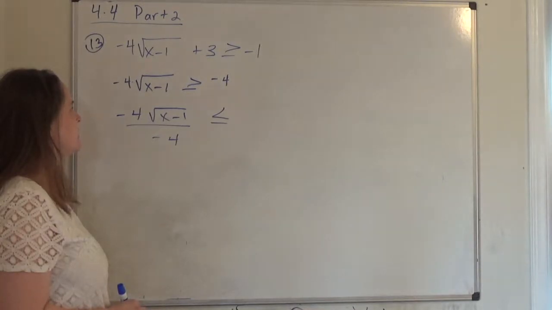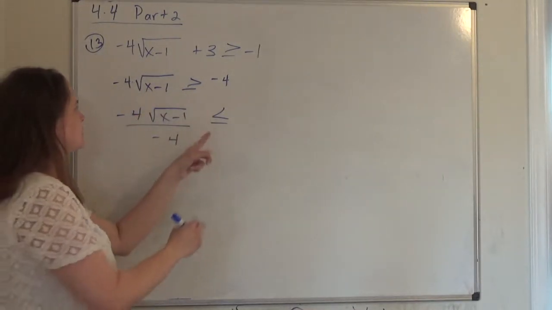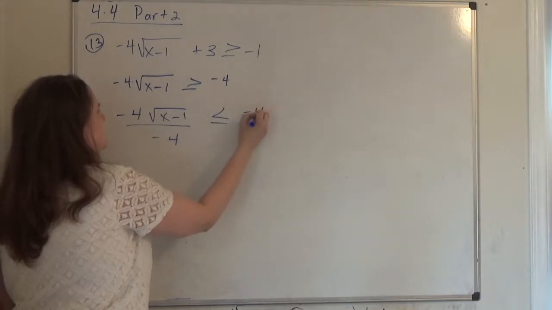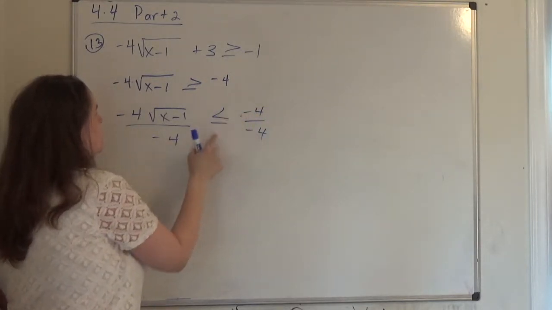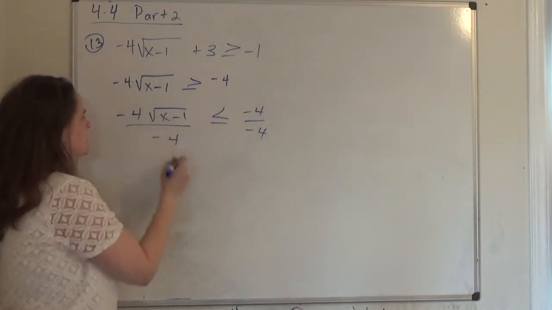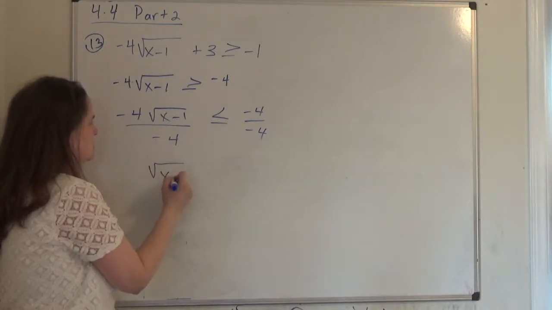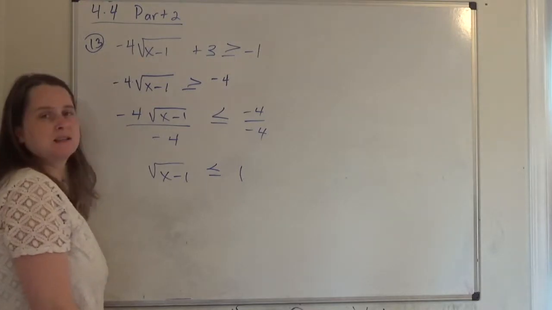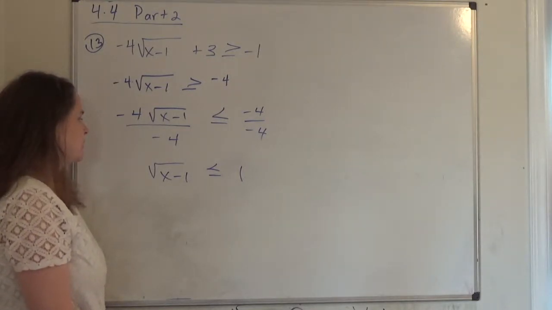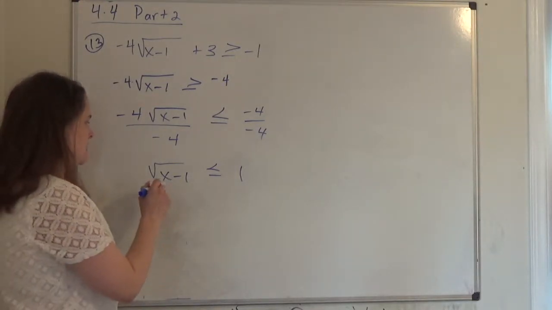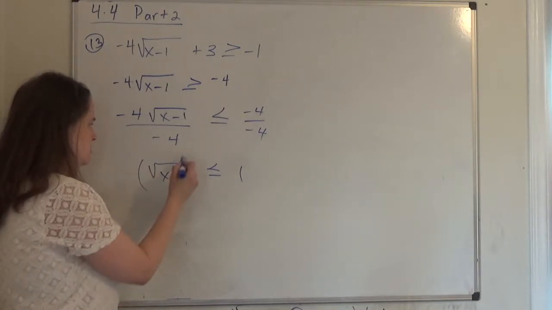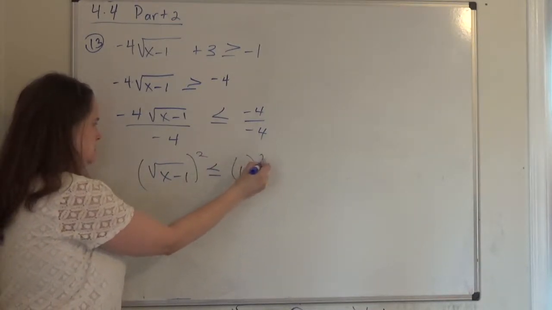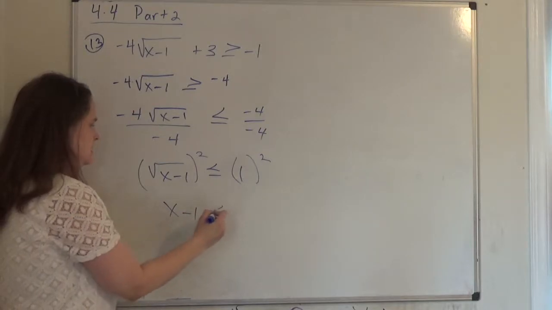So I'm dividing both sides of this by negative 4. So negative 4 by negative 4. And that's why I flipped my inequality. So this gives me square root of x minus 1 less than or equal to positive 1. I've isolated the radical, so I'm going to square both sides now. Squaring both sides gives me x minus 1 less than or equal to 1.